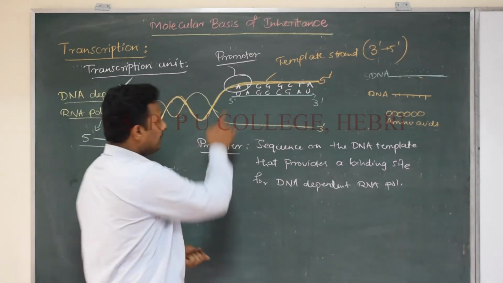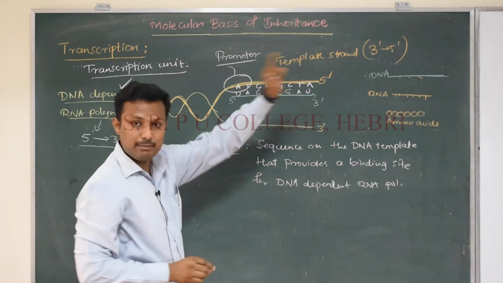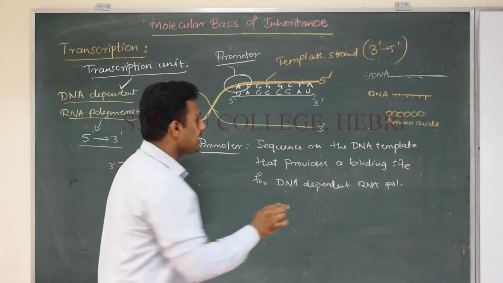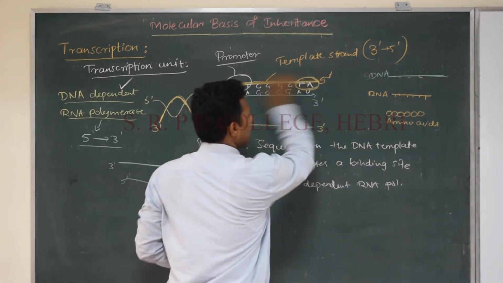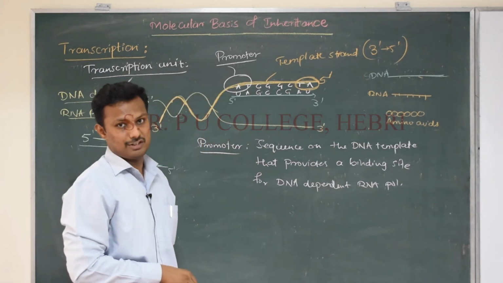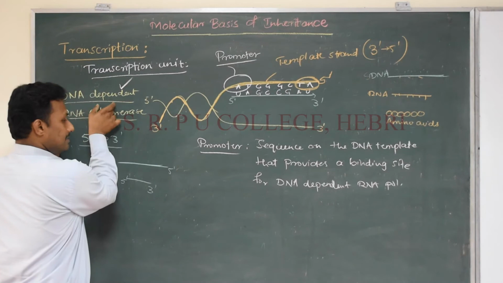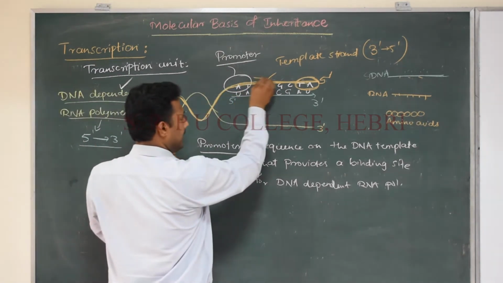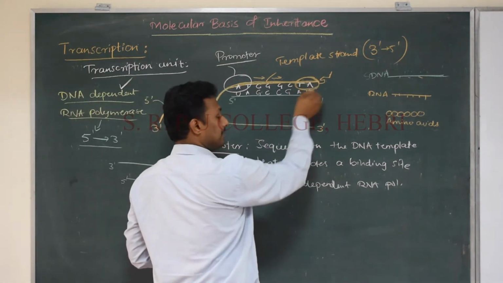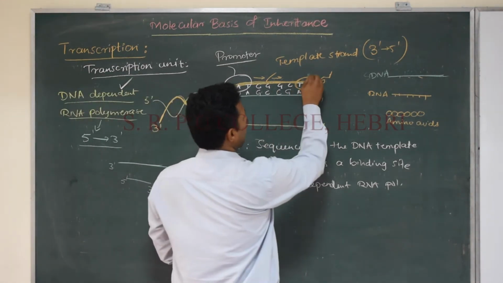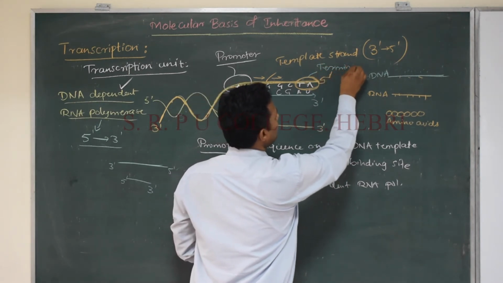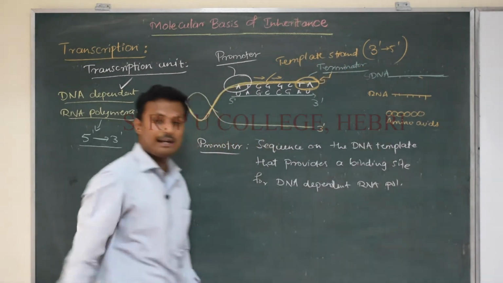That means it will go on reading the template strand of the DNA as long as it meets another sequence of the template strand which will stop the process of transcription. See, this DNA dependent RNA polymerase goes on reading this template strand until it reaches this particular sequence, and that sequence is called the terminator sequence.